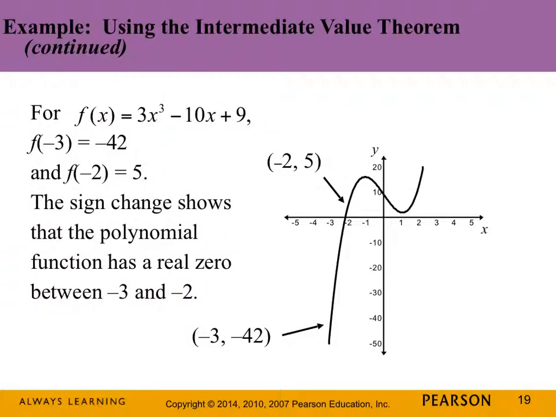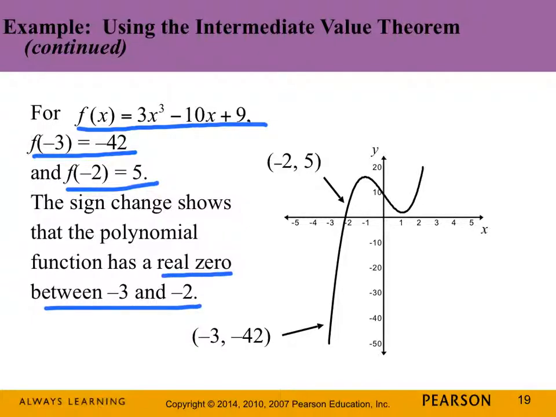And so, using the intermediate value theorem, we can say for the function f of x equals 3x cubed minus 10x plus 9, f of -3 equals -42, f of -2 equals 5. Since there's a sign change, that means the polynomial function has a real 0 or an x-intercept somewhere between -3 and -2.